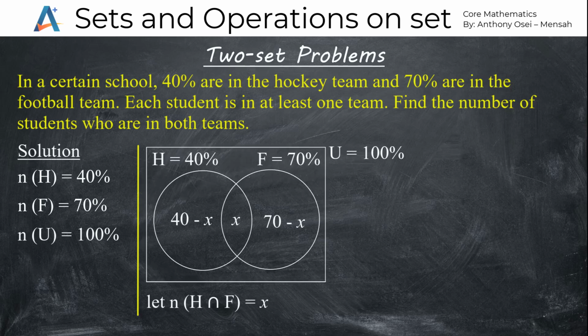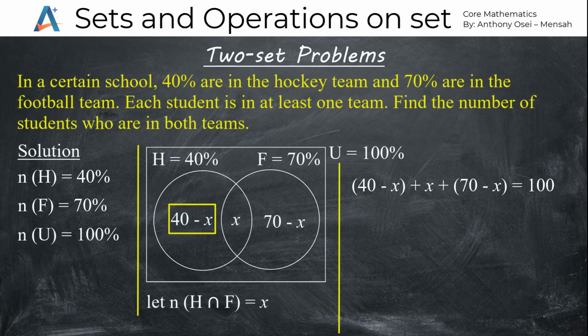Now let's continue. We will add everything in the two sets and equate it to 100, because that will be the entire number of players in both teams. So it will be 40 minus X plus X plus 70 minus X is equal to 100. The first region, 40 minus X, is the one in this bracket, plus the middle one, plus X, and now plus 70 minus X.